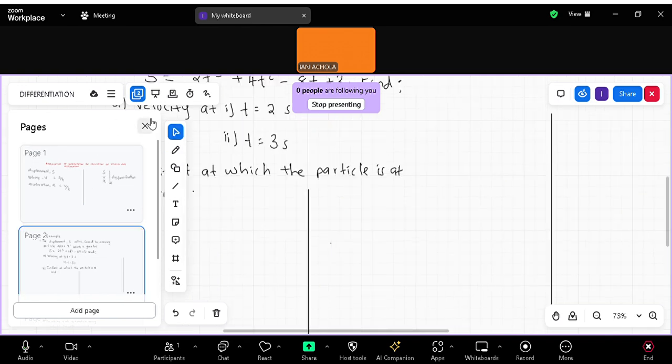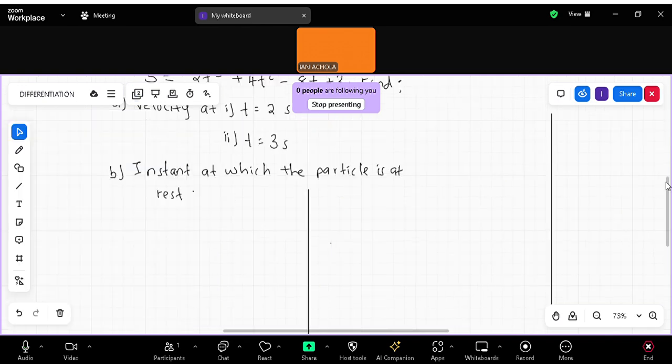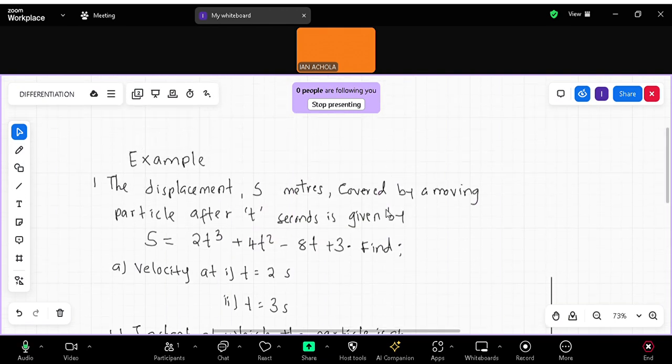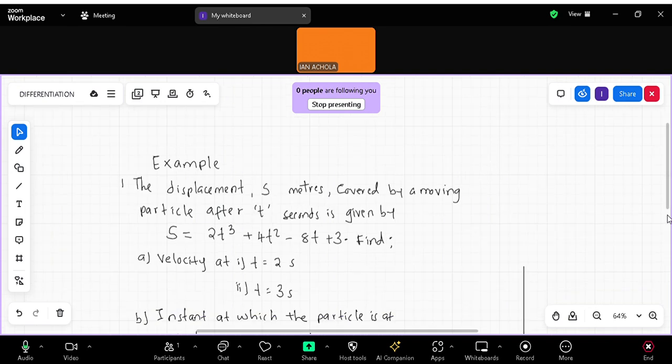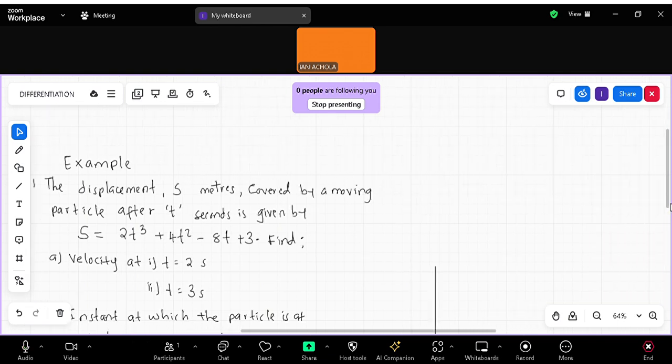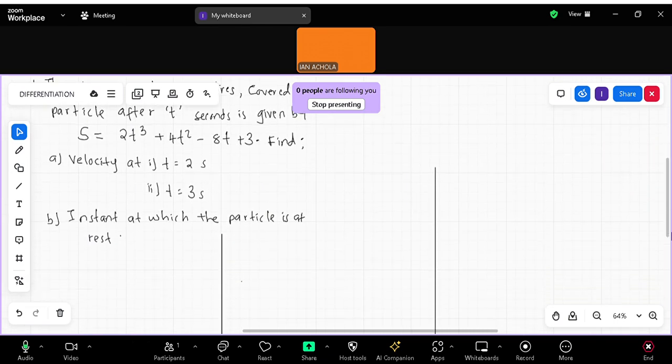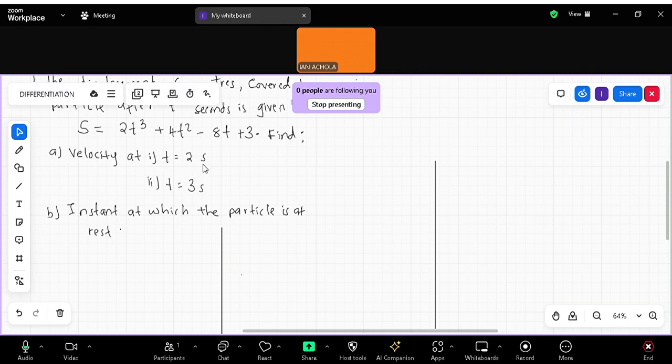Now, in the example given on the board, the displacement s meters covered by a moving particle after t seconds is given by s equal to 2t cubed plus 4t squared minus 8t plus 3. Then find the velocity at t equal to 2 and at t equal to 3. Then find the instant at which the particle is at rest. Now, let me go directly to the question.